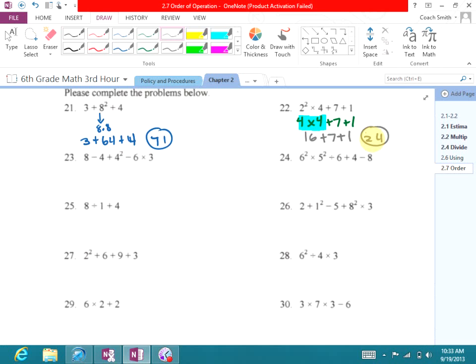Okay? So let's look at number 23. 23 says 8 minus 4 plus 4 squared minus 6 times 3. What do I do first? Joshua. 4 to the second power, which is 16. So I do this first, and that is 16. So I rewrite it. 8 minus 4 plus 16 minus 6 times 3. So now what do I do next? Jalen. Whoa. No.